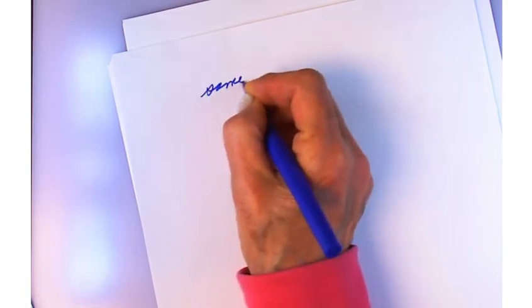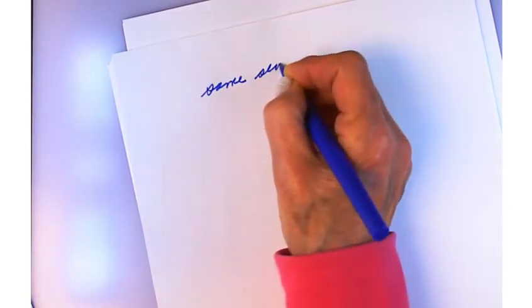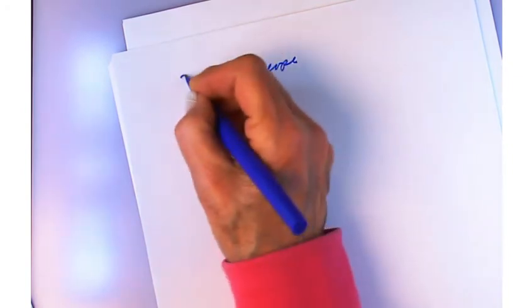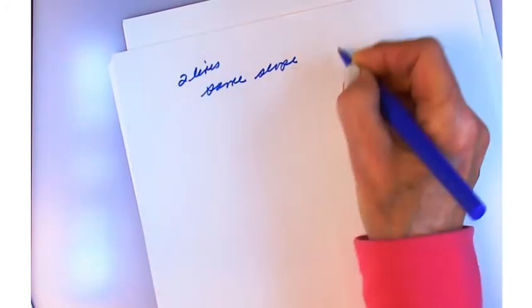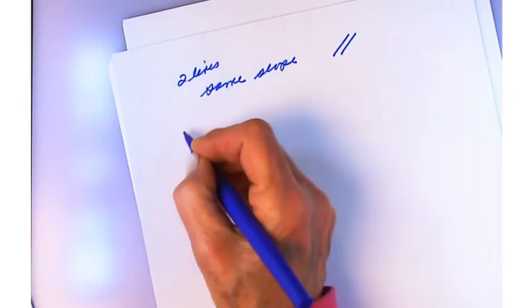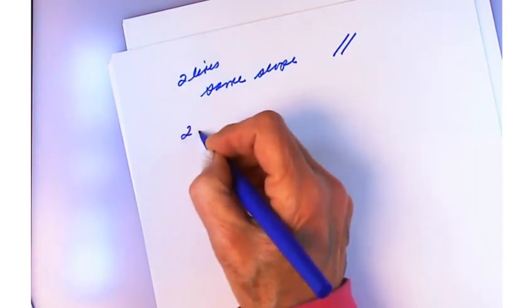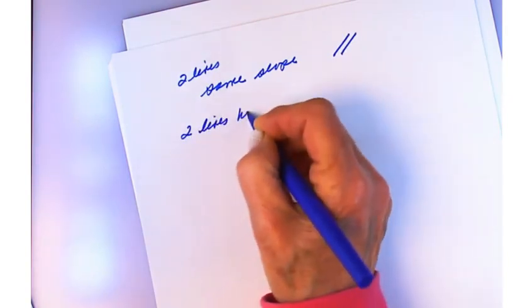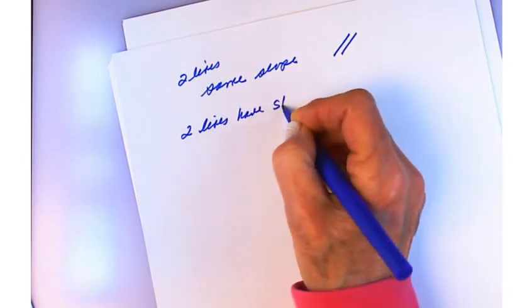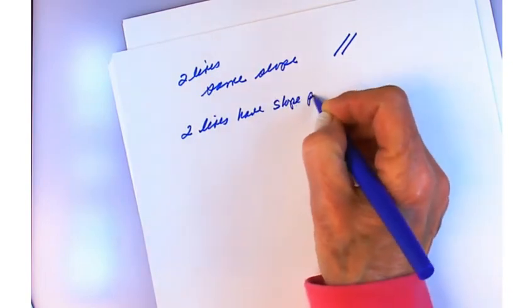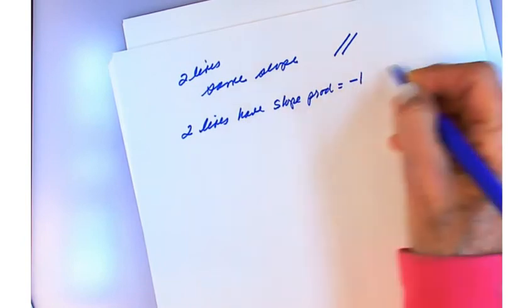Just also know this, let me go off to the side here, that if two lines have the same slope, they are parallel, and if two lines have slope product equal to -1, those two lines are perpendicular, which we already covered.